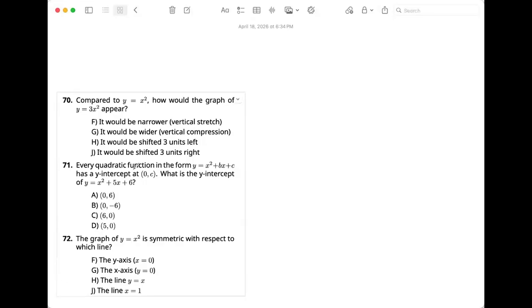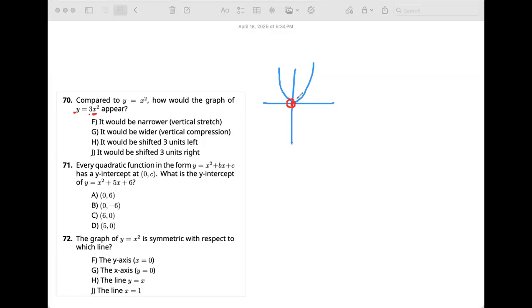Okay. Compare to y equal to x square means what? This one, right? How would the graph of 3x square appear? So what happens? The x value doesn't change at all. x square remains as x square. Do you see? But the y value is multiplied by 3. So for the same x, y will be multiplied by 3. The y that was here will be multiplied by 3. It goes up like this. So y equal to 3x square graph will look like this.